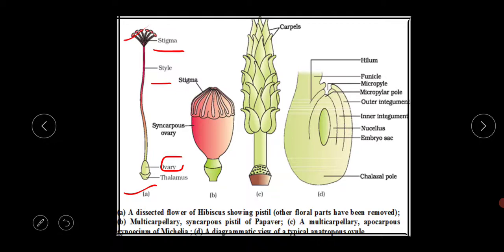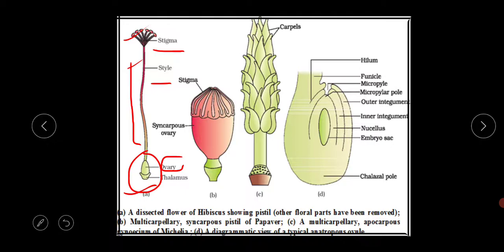During the time of pollination. So this is the style part, the long slender structure that's called the style, and the last part, the bulb structure, is called the ovary. This is the main part of the female reproductive system, and the style is the connecting link between the stigma and the ovary.